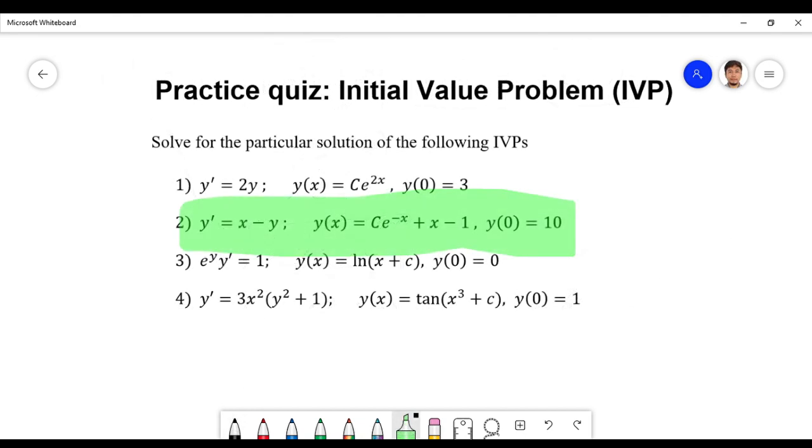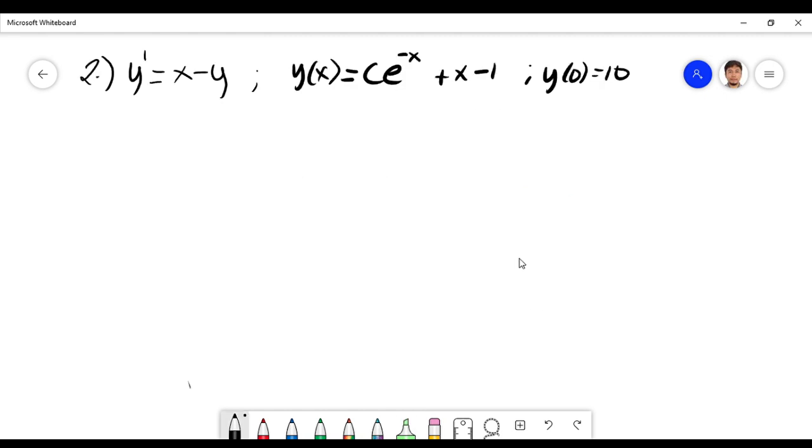Now for number 2, we have y prime equals x minus y and a general solution of y of x equals c e raised to negative x plus x minus 1 and an initial value of y of 0 equals 10. So to find a particular solution, we have to find the value of this arbitrary constant c using the initial condition y of 0 equals 10.